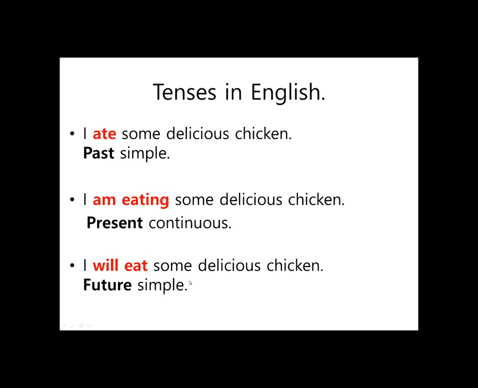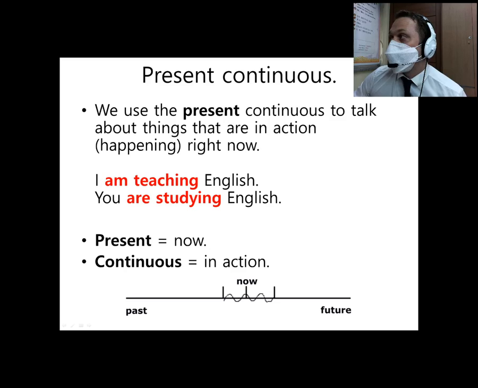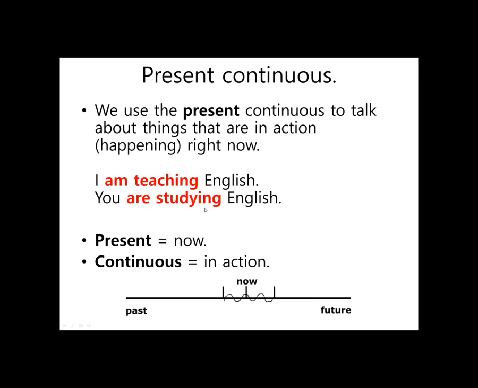Okay, so let's learn a little bit more about the present continuous. The present continuous tense. We use the present continuous to talk about things that are in action. That means things that are happening, things we are doing right now. Okay, so I am teaching English. Right now, I am teaching you English. Okay, and you are studying English. Okay, so we have am and are.